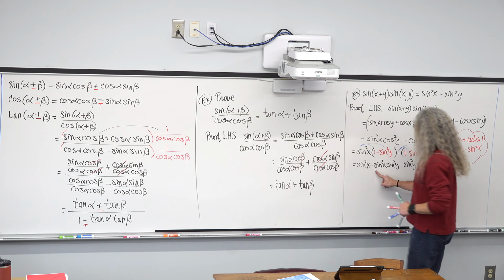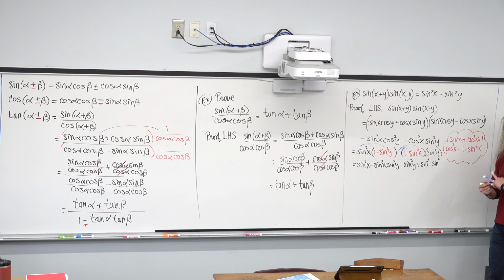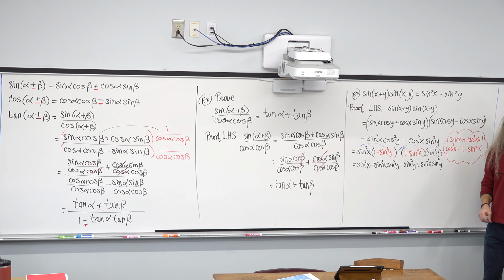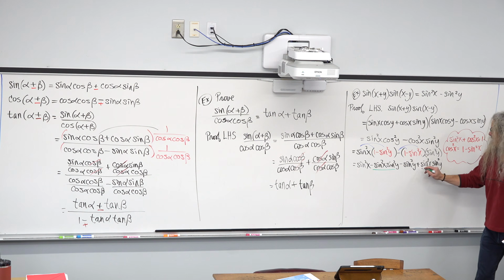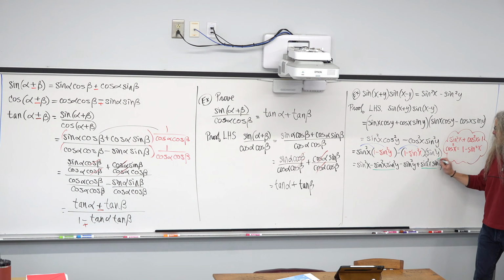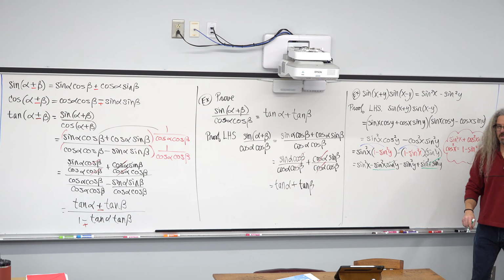Over here we have sine of x squared, so let's go ahead and write the sine of x squared first. We have a sine of y squared, so we have a sine of y squared. And this is looking awfully ugly, but these are like terms. Coefficients are opposite numbers. That's -1, this is +1. Those are going to add together to give you 0.